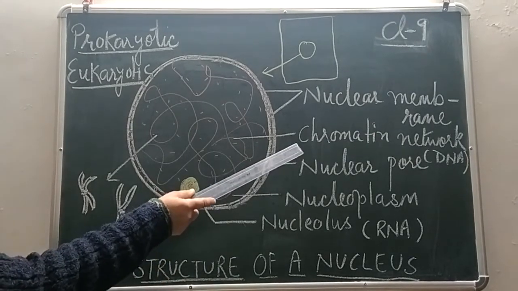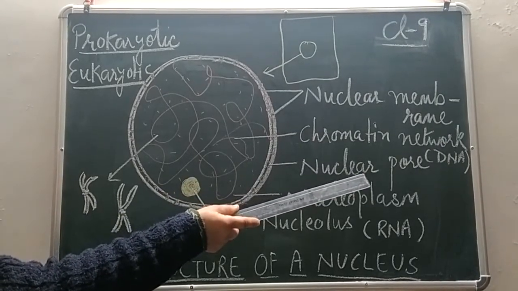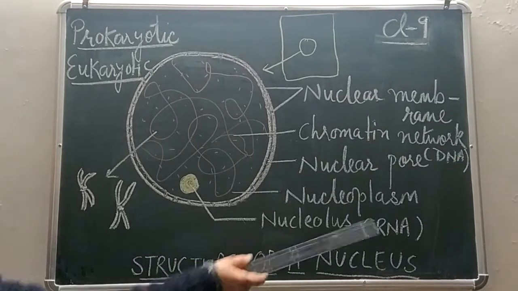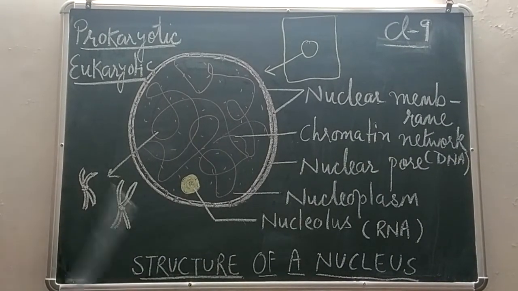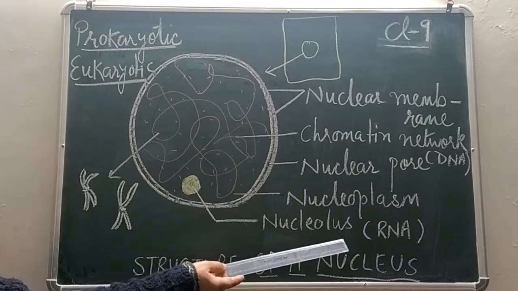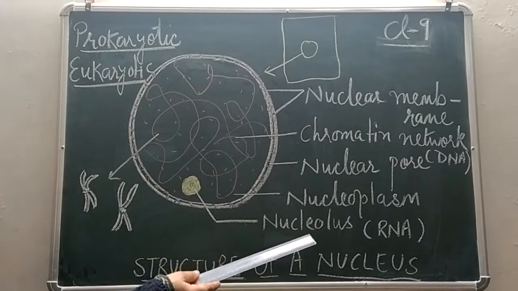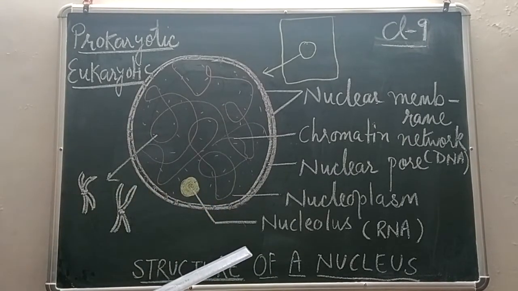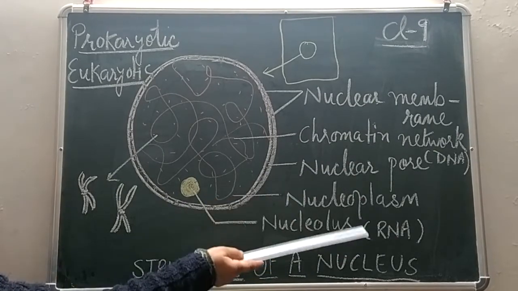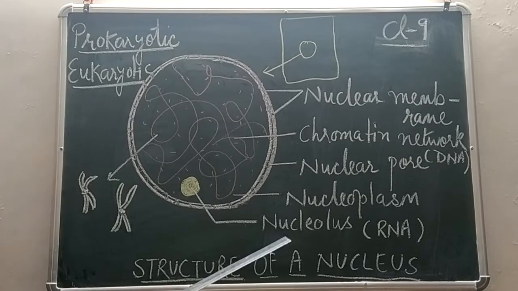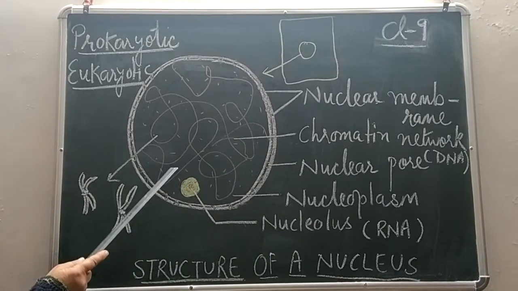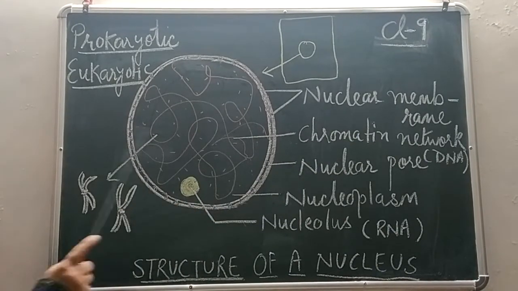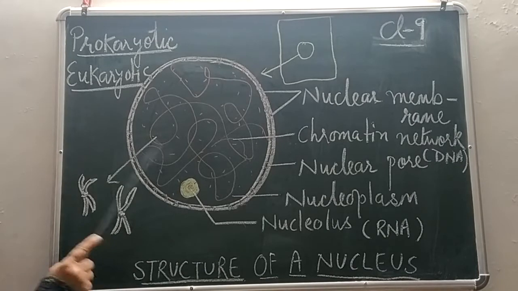See, this chromatin network is composed of DNA. It's written DNA in the bracket, and the nucleolus is composed of RNA. What is RNA? It is ribonucleic acid, and DNA is deoxyribonucleic acid. Both are nucleic acids because they are acidic in nature and present inside the nucleus. One is ribonucleic acid and the other is deoxyribonucleic acid. So both nucleic acids are present inside a nucleus.